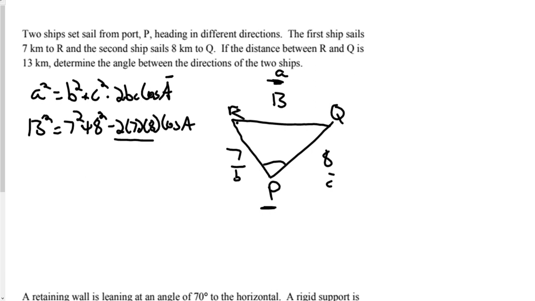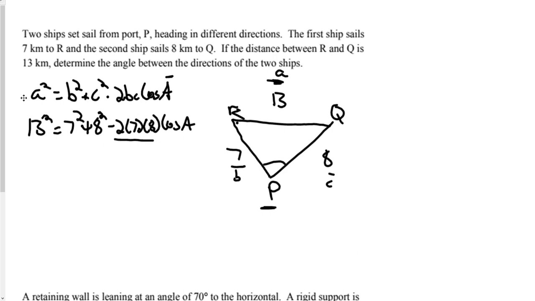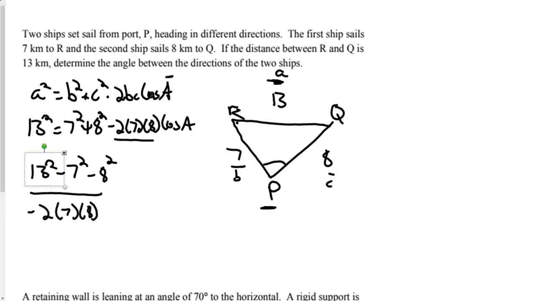If you want that formula I wrote down over here on the first page, you can just fill that in and go from there, but I'm just going to show a little bit of math and then solve it. So it's going to be 13 squared minus 7 squared minus 8 squared divided by negative 2 times 7 times 8. And that's going to equal cos of A. Okay, like so. So I'm going to work this all out.